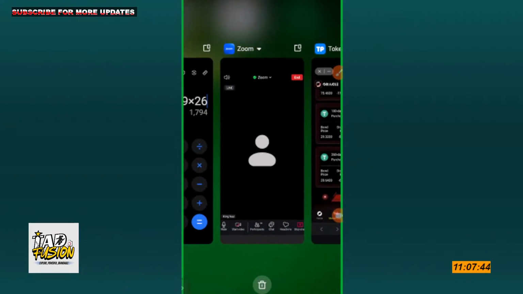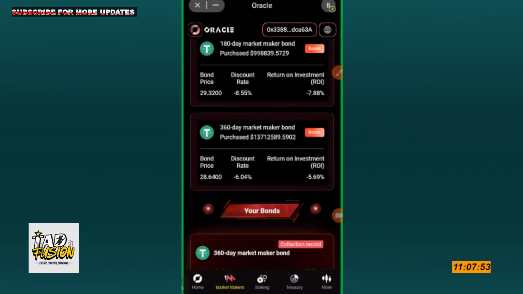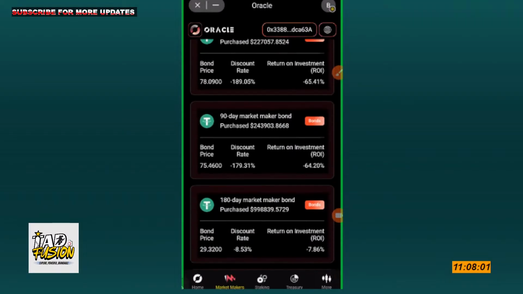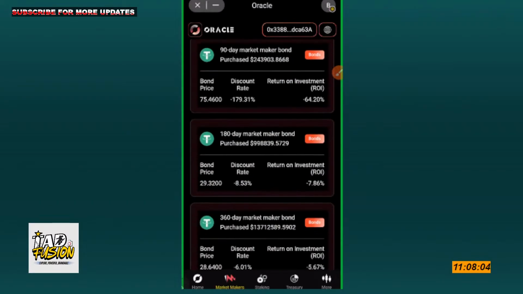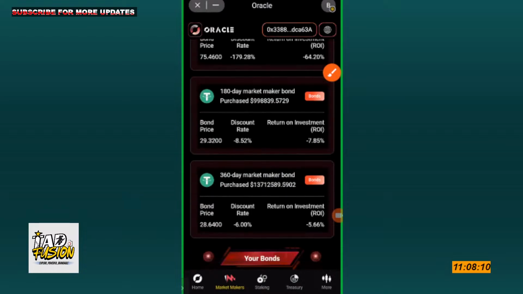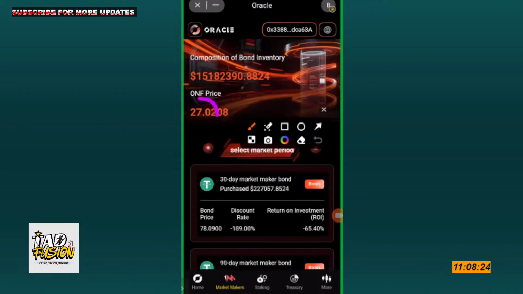So if you are bringing new people into the business, I need you to understand, guide them very well. Before choosing whether the person is going to go under staking or market bonds, first open up market makers here. If you see that the bonds are already in negative, please don't go for them. Bonds in negative means bonds are now expensive. The discount rate is already negative. Why is it negative? Because the price of the coin is down.